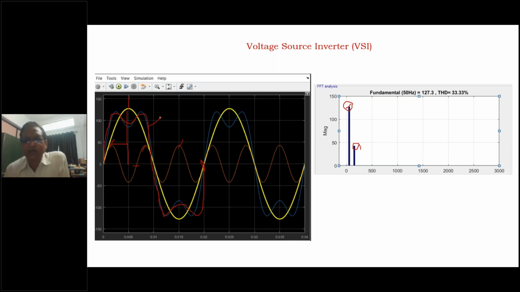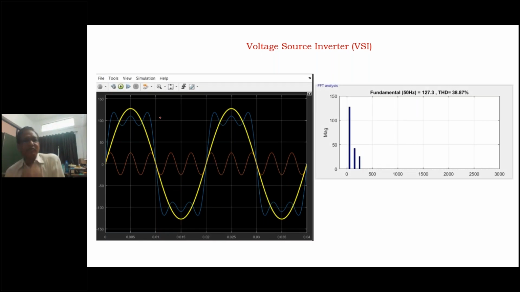If I add one more waveform, the fifth harmonic, say this time period is 20 milliseconds: 1, 2, 3, 4, and 5. Its magnitude is less than the earlier third harmonic. Now see this peak is reduced, and I got a waveform like this. Now the sine wave is changing, and I added only two harmonics.